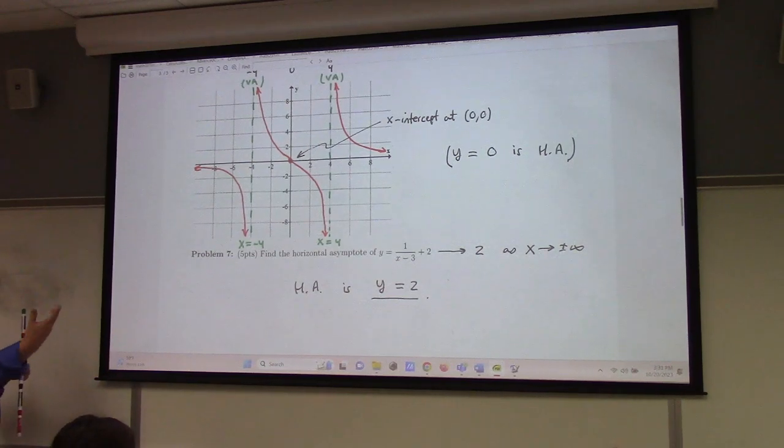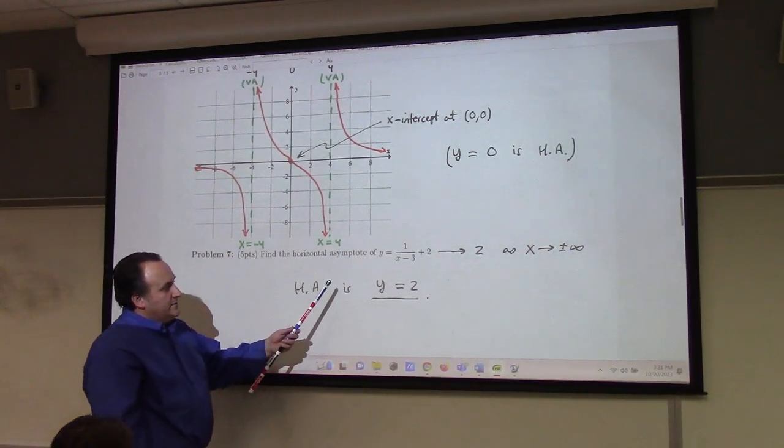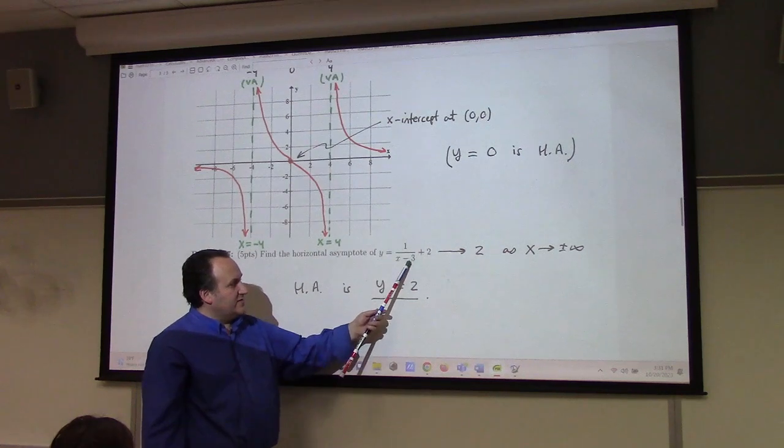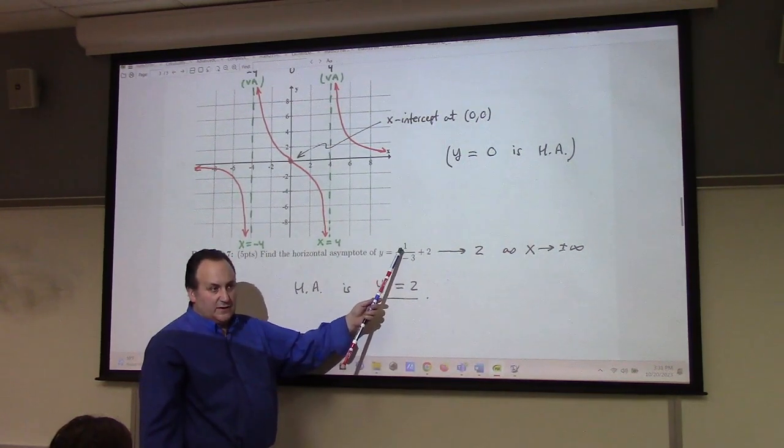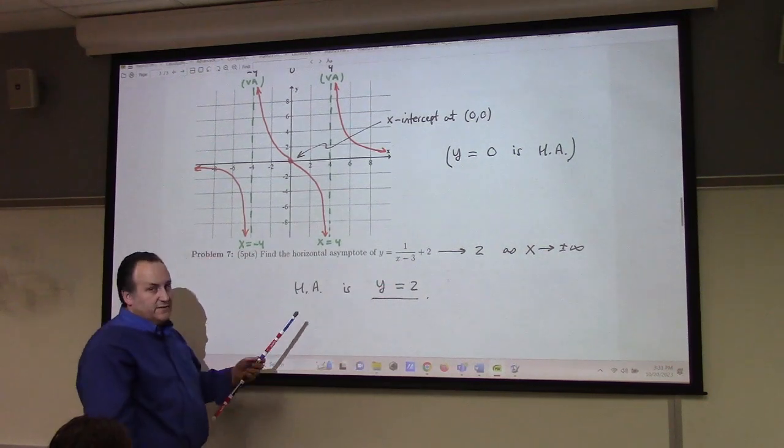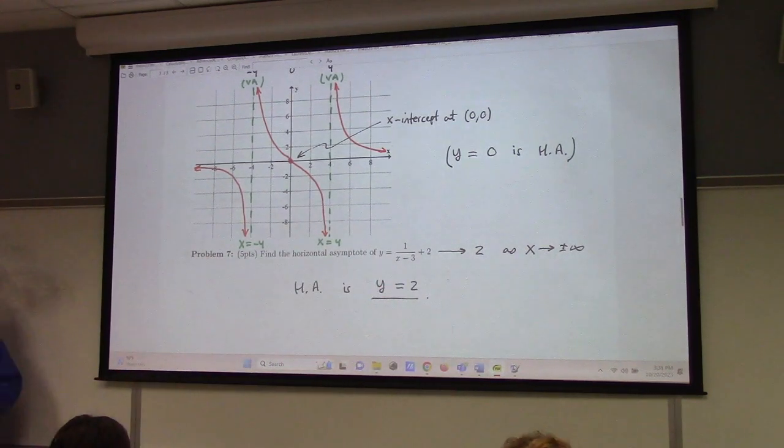Of course, you could make a common denominator. If you did that, you'd end up with 2x minus 5 over x minus 3, and then the ratio of the leading coefficients would be 2 and 1, and you get y equals 2. You could do it that way if you wanted, but you don't need to.